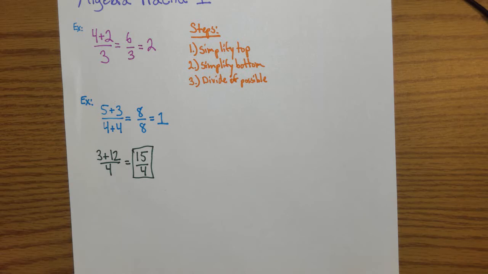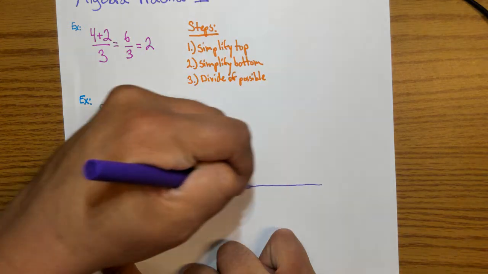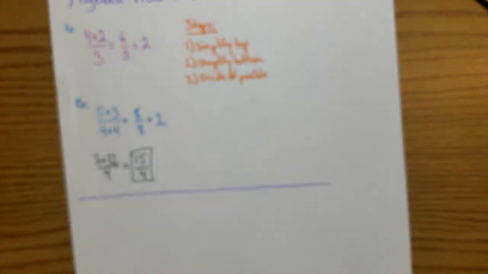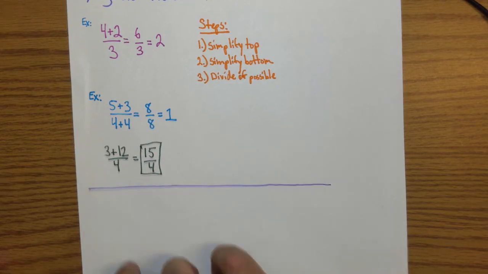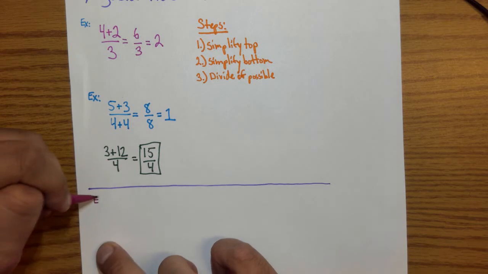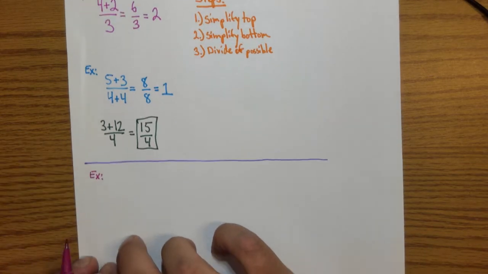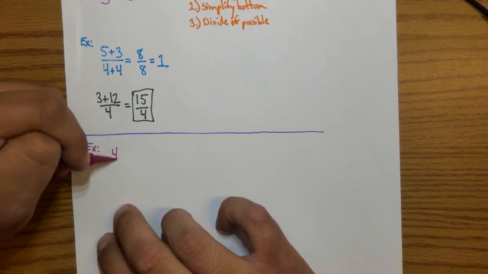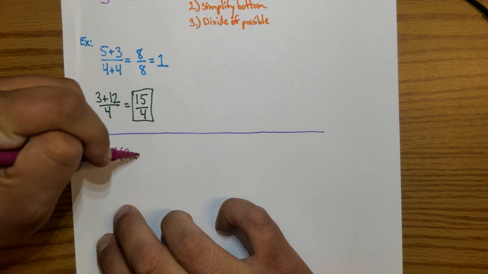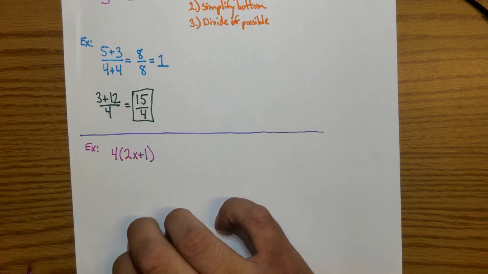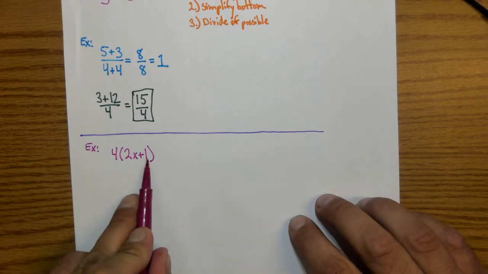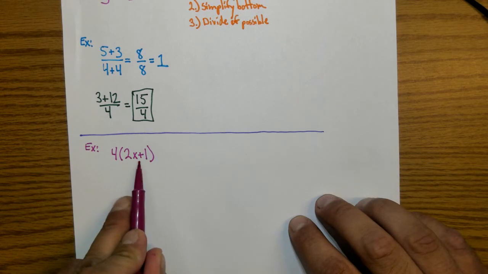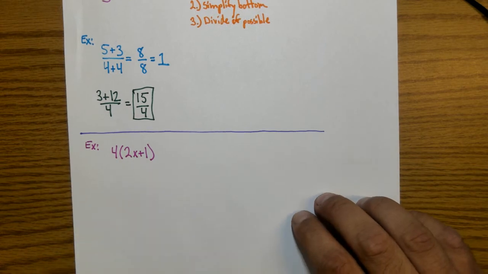Okay, so let's shift our attention to another algebraic concept. Let's do another example. Something like 4 times (2x plus 1). So now notice we've introduced x. Remember some rules about variables. We can't combine numbers with variables with constant numbers, or numbers that don't have variables.